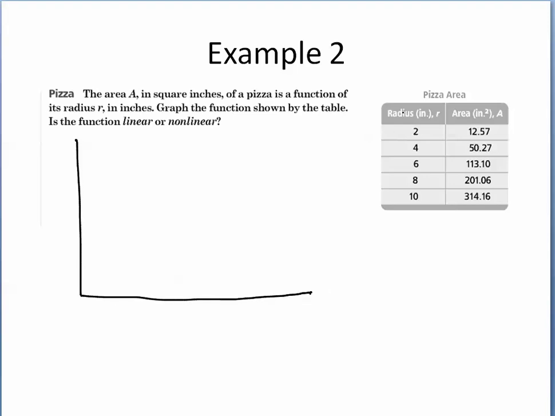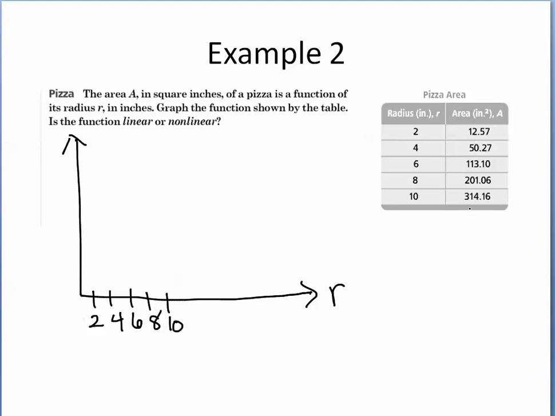So our independent variable is r, which is the radius of the pizza, because the area or the size of your pizza is going to depend on the radius. So let's see. I'm going to go by 2's because they are 4, 6, 8, 10. I guess I didn't need that much space.